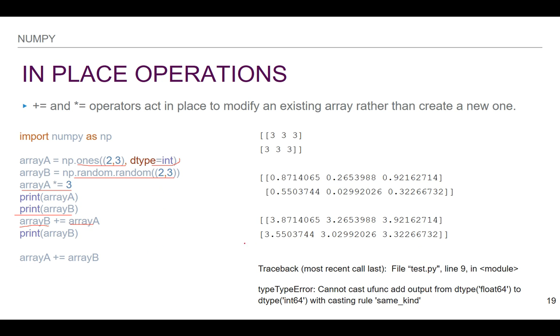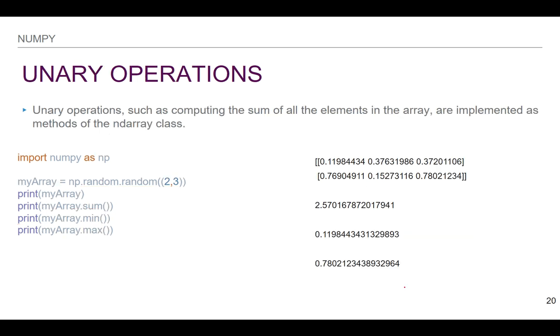But if you want to do the opposite, we get a type error, because a is an integer, but we can't add something floating point to it because we don't know how to convert. So that's the meaning of this error: cannot cast ufunc, or universal function, add output from the type floating point to integer.